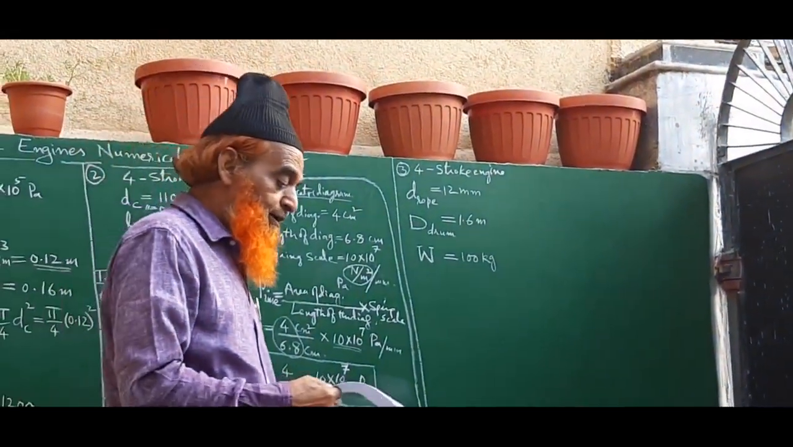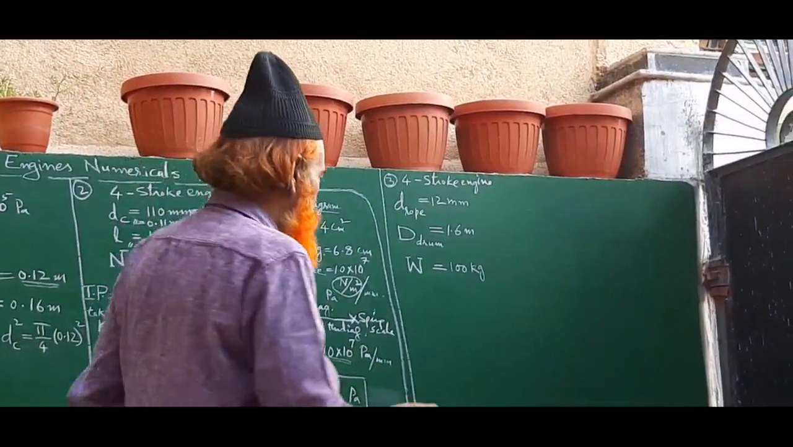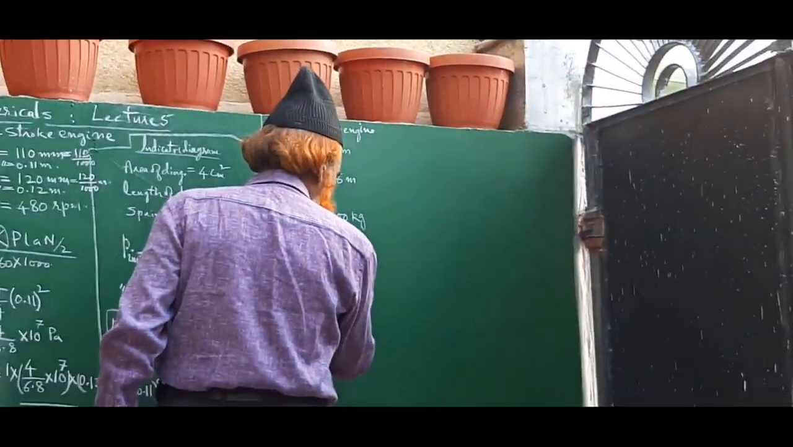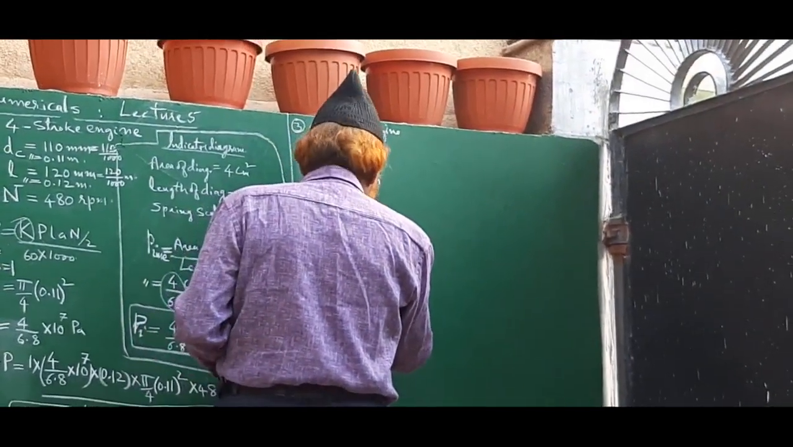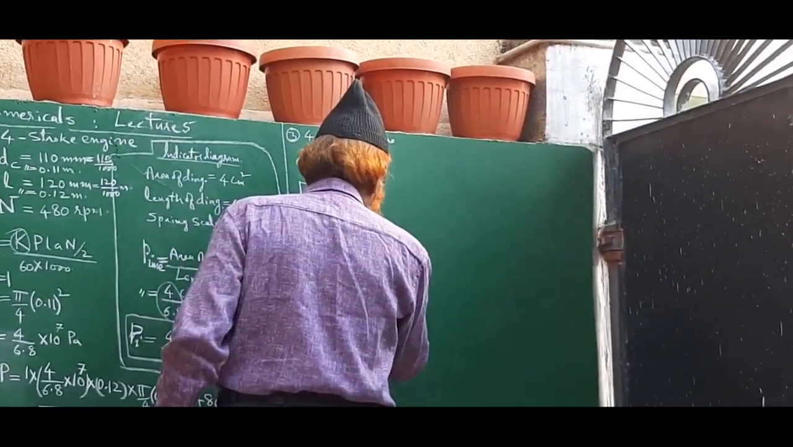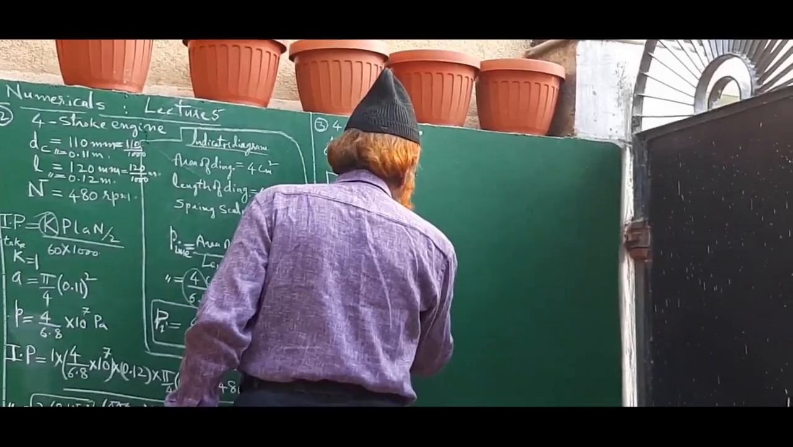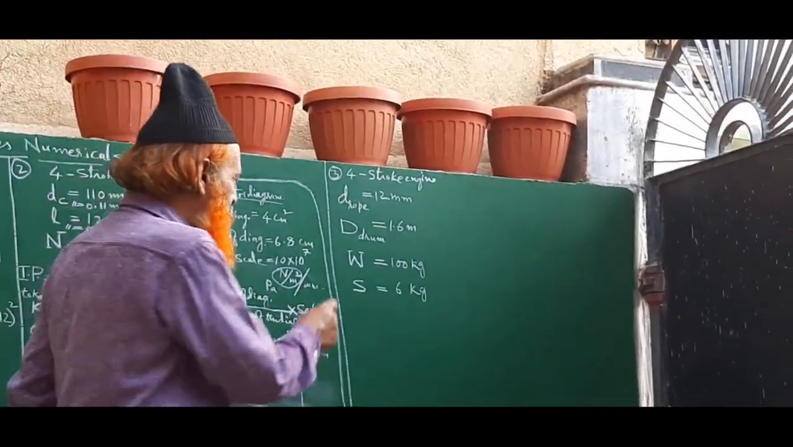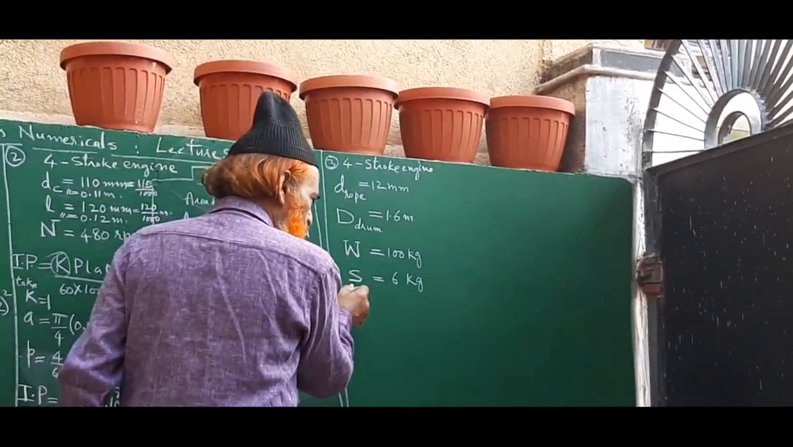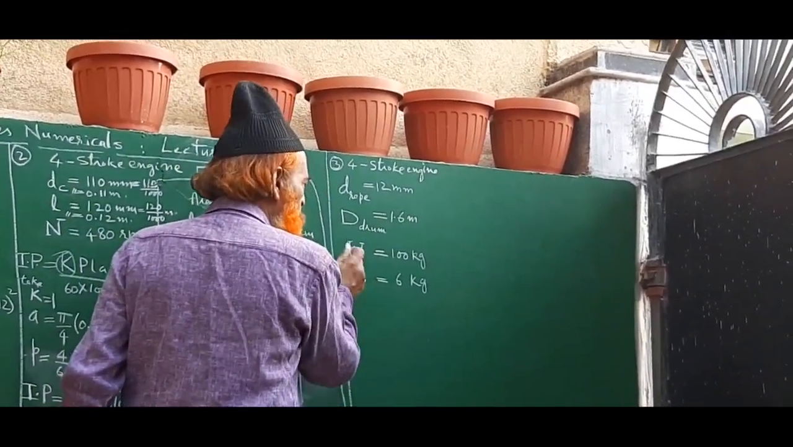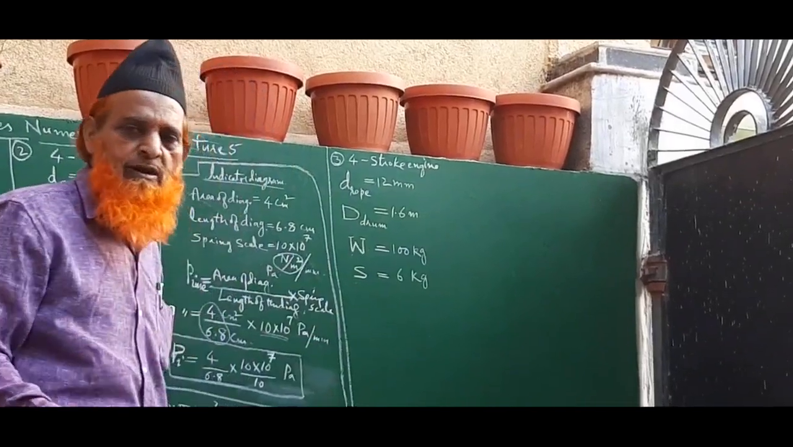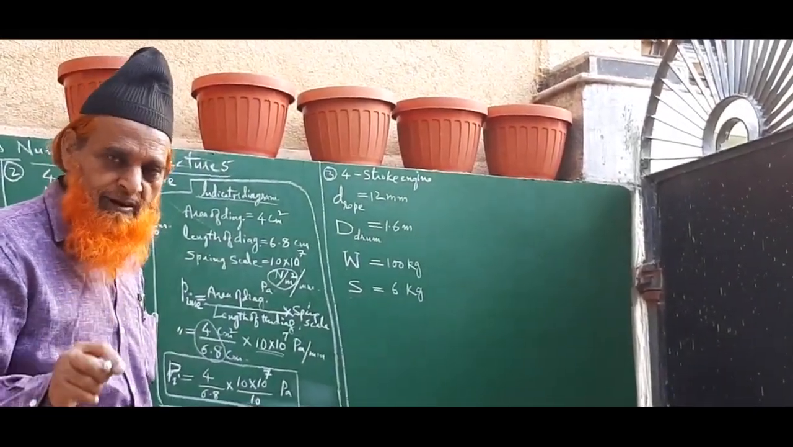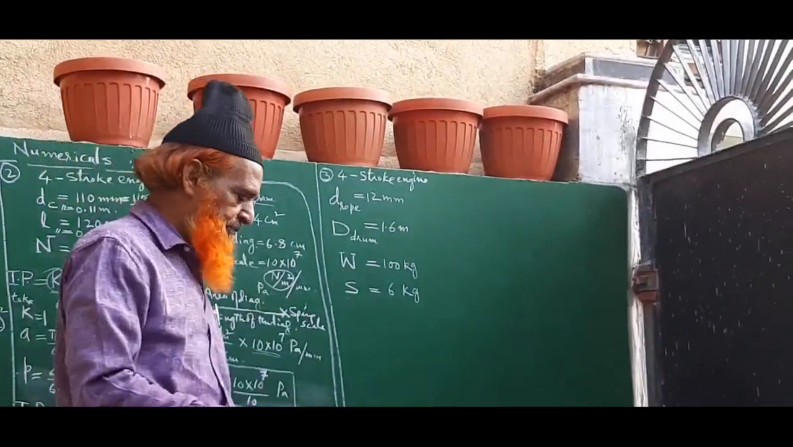Then spring balance reading is 6 kg. For spring balance reading we have taken the notation S, which is 6 kg. This is also supposed to be in Newton. The net load, that is the dead load minus the spring balance reading, is given by W minus S. In the formula we use W minus S as the net load, supposed to be given in Newtons.